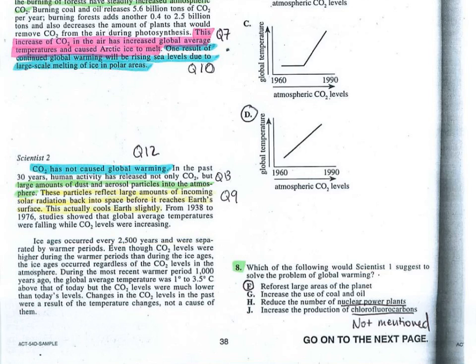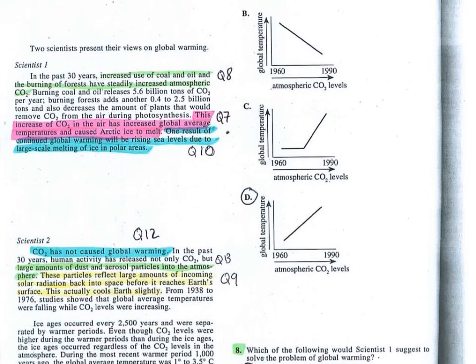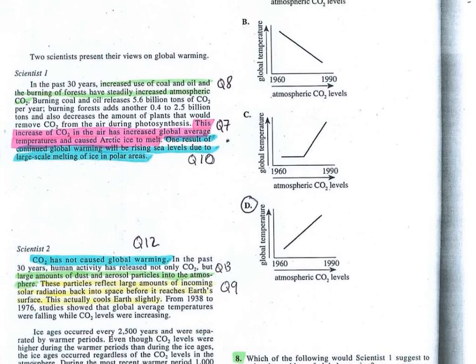For question number 8, the answer is F. If we look back at Scientist 1, we could eliminate G since Scientist 1 states that the use of coal and oil are the problems of global warming. Eliminate answers H and J since nuclear power plants or chlorofluorocarbons are never mentioned. Since Scientist 1 states that burning forests adds CO2 and also decreases the number of plants that would remove CO2 from the air, it can be assumed that a viable solution would be to reforest large areas of the planet.